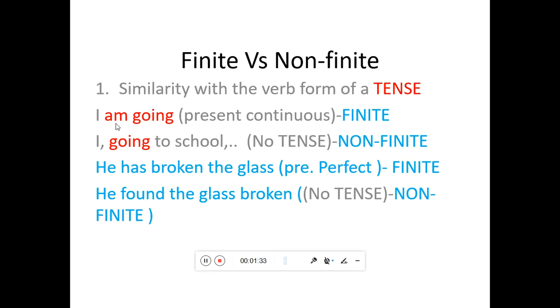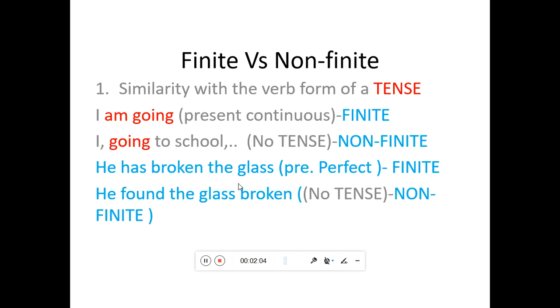So as you see, "I am going." Am going is a present continuous tense, so that is why it is finite. But when I say "I met him going to school," this going is not found in any tense, so it does not indicate a tense. That's why it is non-finite.